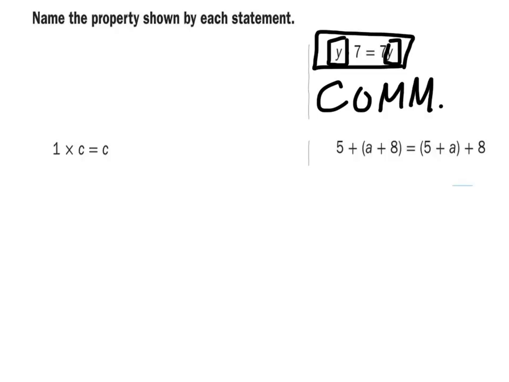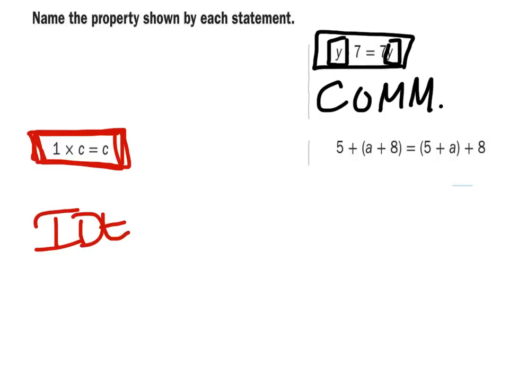Look at this one. Are there any ones or zeros? Yes, it looks like there is. So it's not likely going to be commutative or associative. Which one is it? 1 times c equals c. Eddie. Identity. Very good.